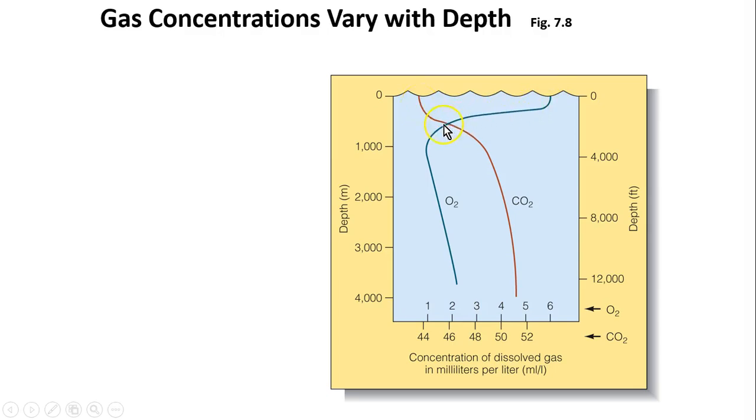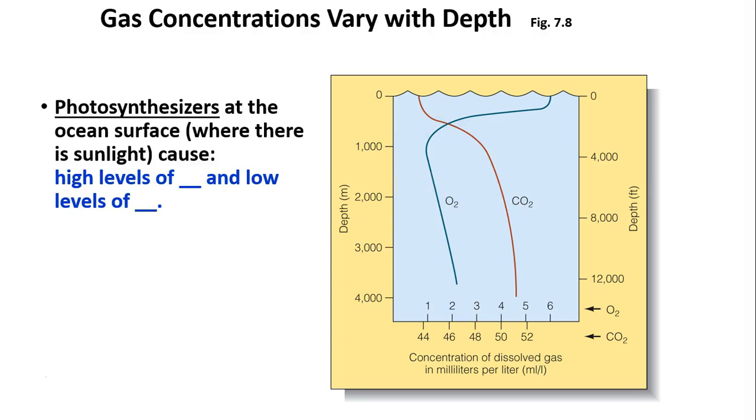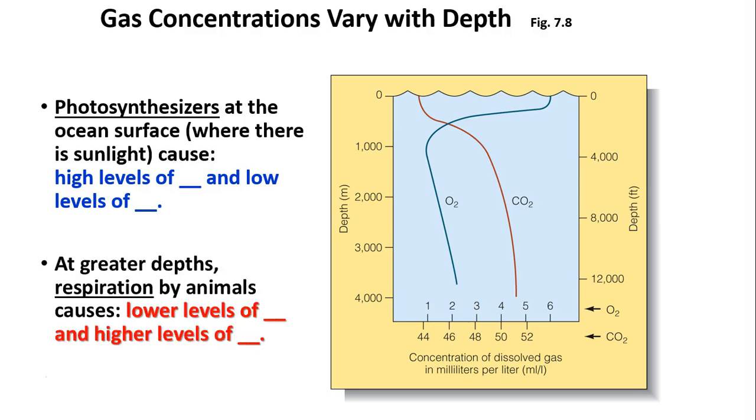But then as you go down, you see this drastic decline in oxygen and an increase in carbon dioxide. That's because photosynthesis isn't going on down here because it's not light enough for photosynthesis. Therefore, you basically have organisms that respire and use up the oxygen and produce carbon dioxide in the process. So photosynthesizers at the ocean surface, where there is sunlight, cause high levels of oxygen and low levels of carbon dioxide. Then at greater depths, respiration by animals causes lower levels of oxygen and higher levels of carbon dioxide.